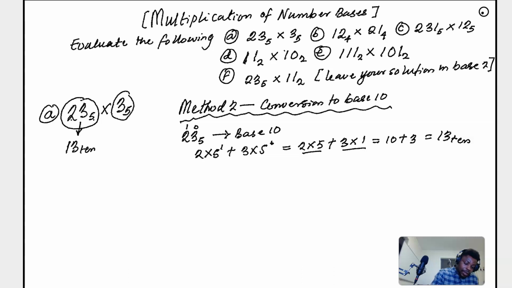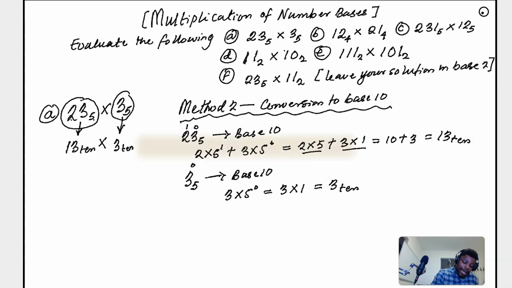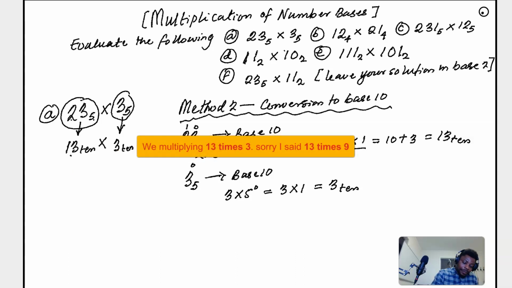Now let's do the same for the other number. 3 in base 5, we are converting it to base 10. So this is 3 times 5 raised to 0, and 5 raised to 0 is 1, so this is 3 in base 10. So 3 in base 5 is the same thing as 3 in base 10. So in this case, we are multiplying 13 times 3. 13 times 3 is 39 in base 10.